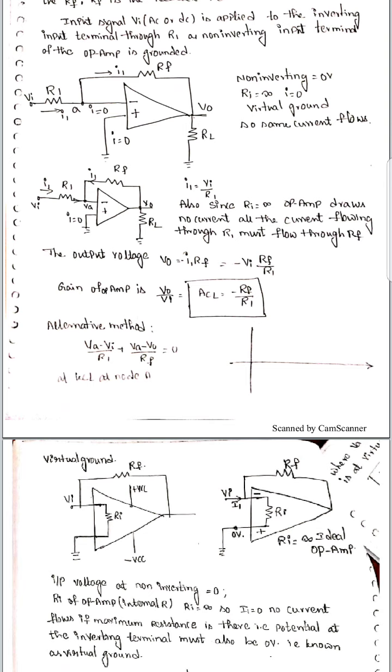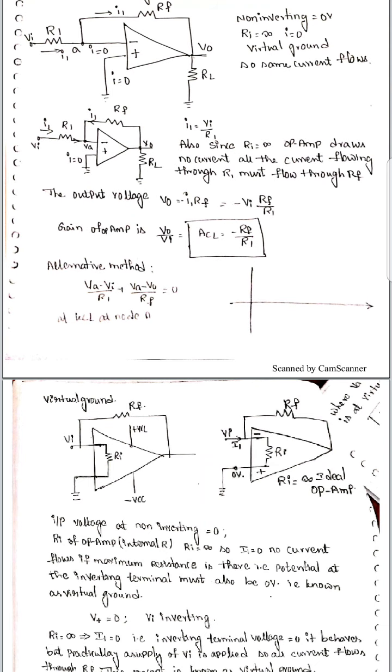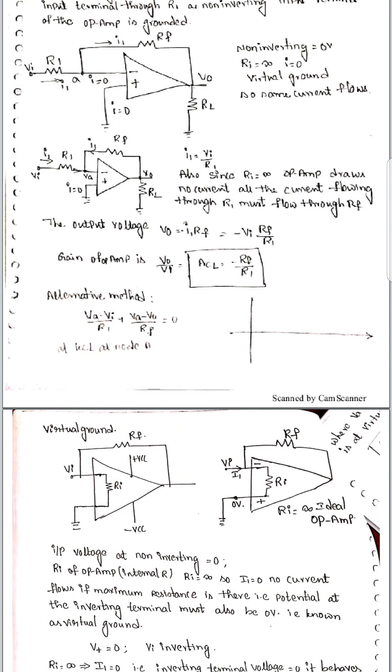Here we are giving Va through R1, and I is equal to 0 here. Why? The non-inverting terminal plus is connected to ground, so current I is equal to 0, and the same applies to the inverting terminal also. Then here we are connecting the feedback resistor to the inverting terminal. Since Ri is equal to infinity, the op amp draws no current. All the current flowing through R1 must flow through RF.